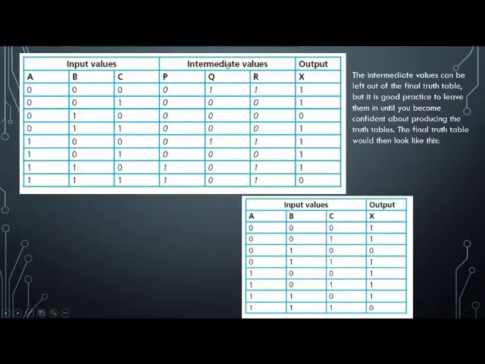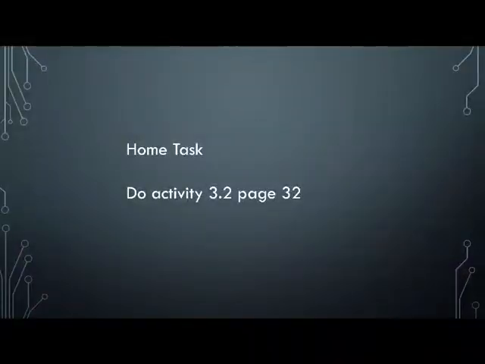Okay class, this is the end of today's lecture. And as a home task, you have to do activity 3.2, which is in your book on page number 32.